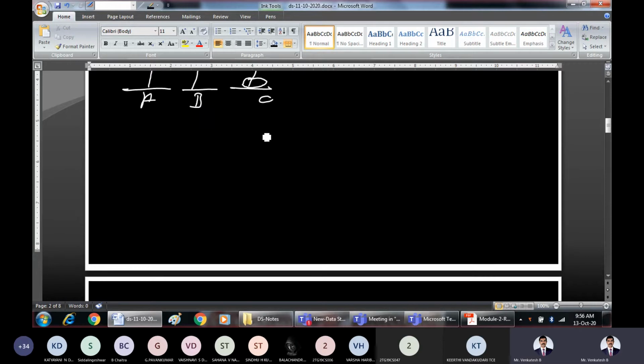So assume I have 2 disks now. A is source, B and C. So A, B and C. Assume we have a scenario like this, where 2 disks are there. You have to satisfy the conditions and move all the disks from A to C. This is the given problem. Then how will you move? Will you move the first disk? I will write on this disk number 1 and disk number 2.